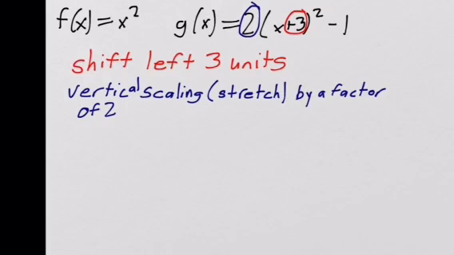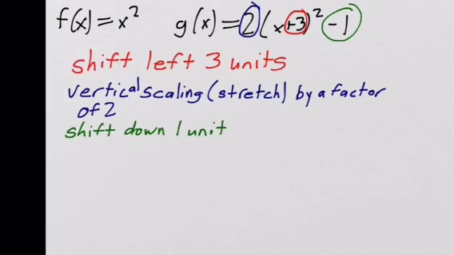And now the final thing we have is subtracting 1 at the end. So that is going to be a vertical shift, which I'm not going to write vertical here. I will just say shift down 1 unit.